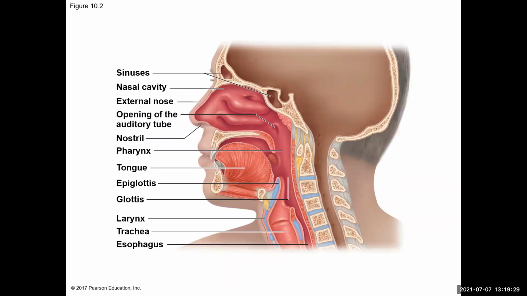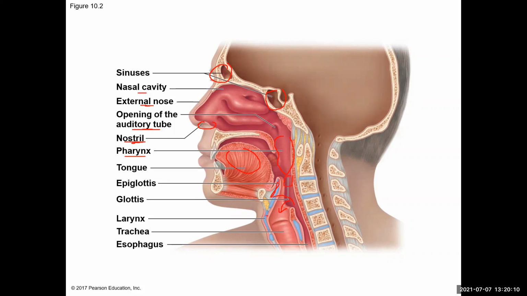So if we zoom into just the upper respiratory tract, you can see sinus cavities here, which weren't shown on that original image. Your nasal cavity, the external nose, the auditory tube, your nostril, your pharynx. All right, so there's your nostril. This area is the pharynx. You have your tongue. This is the epiglottis, that cartilaginous flap, and so it will fold down and fold over the trachea and prevent food and water or drink from entering the trachea. And then you have the glottis, which is this area here.